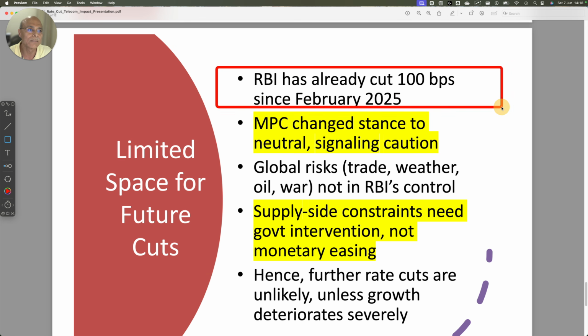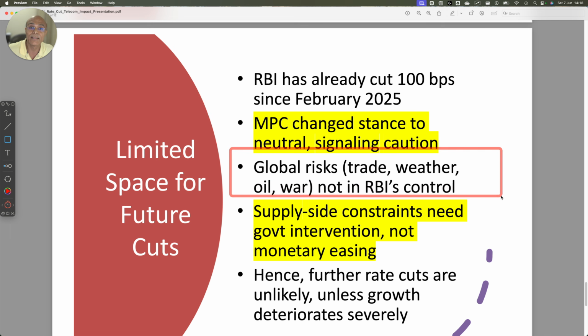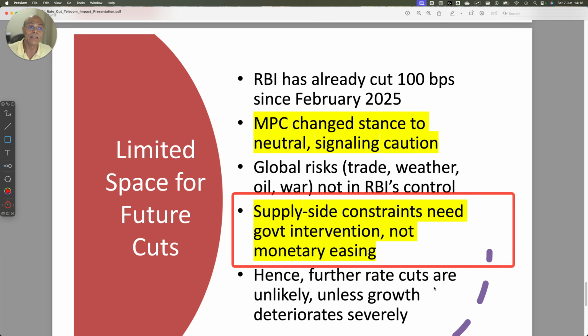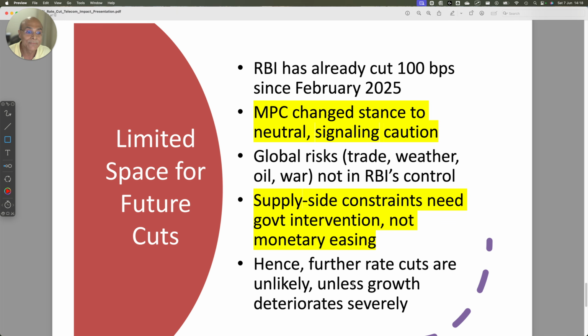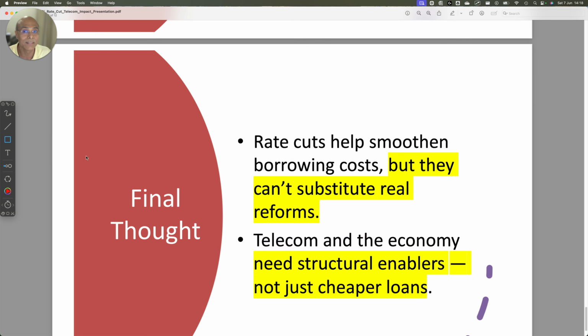RBI has already done 100 basis point cut. MPC changed its stand to neutral and is signaling caution. There are global risks of trade war, weather, oil, which are not in RBI control. Supply side constraints need government intervention, not monetary easing. Hence, further rate cuts are unlikely unless growth goes down drastically further. As I told you, the focus is to ensure that the GDP does not go down below 6.5%. That's why the RBI has intervened. Otherwise, they would not have, right? This front loading which they have done is because of that.